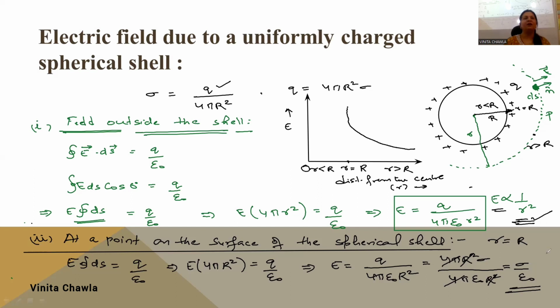So electric field intensity has the maximum value on the surface. Electric field is maximum on the surface of the spherical shell. E is maximum. This is the maximum value that we'll have. It is equal to sigma upon epsilon naught when r is equal to R. When r is equal to R, the electric field intensity is sigma upon epsilon naught. Clear?